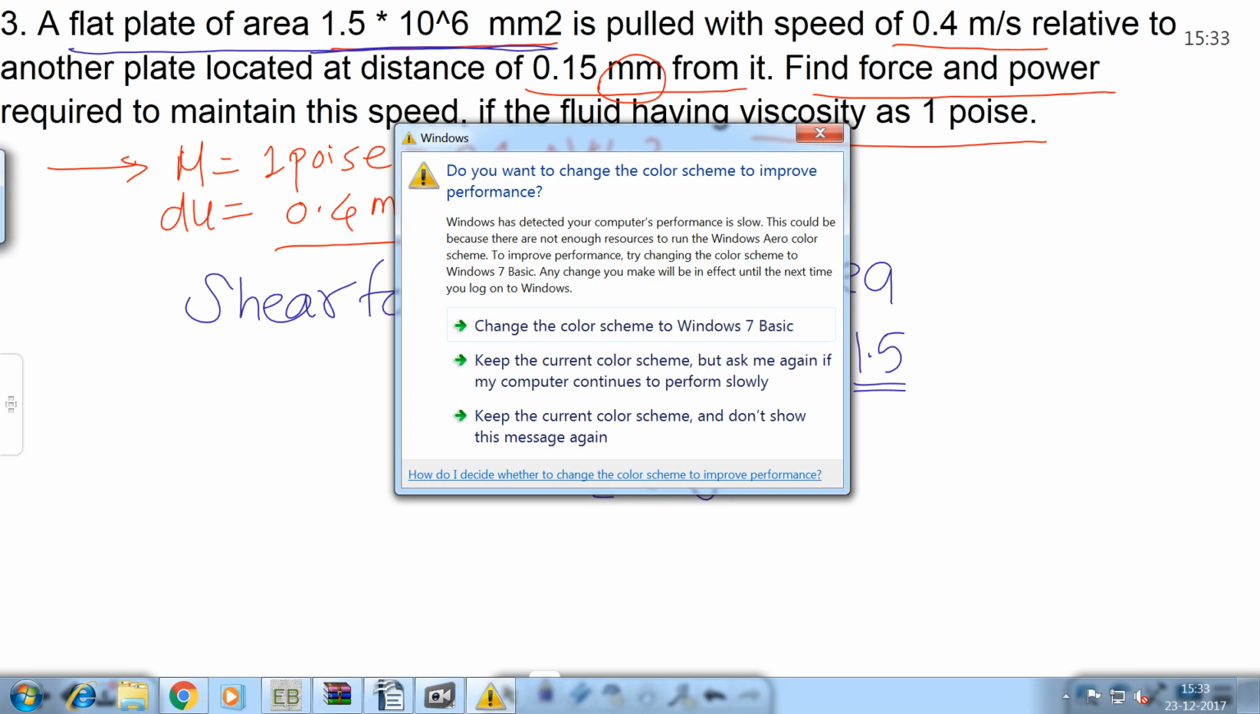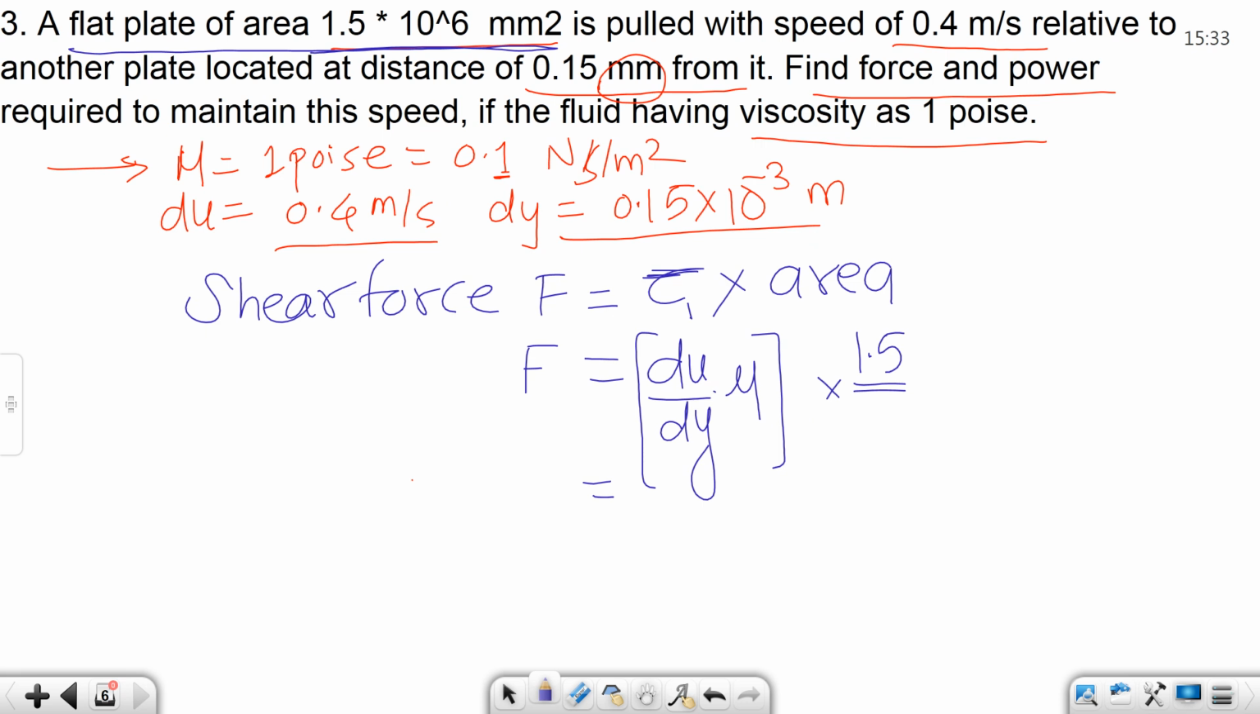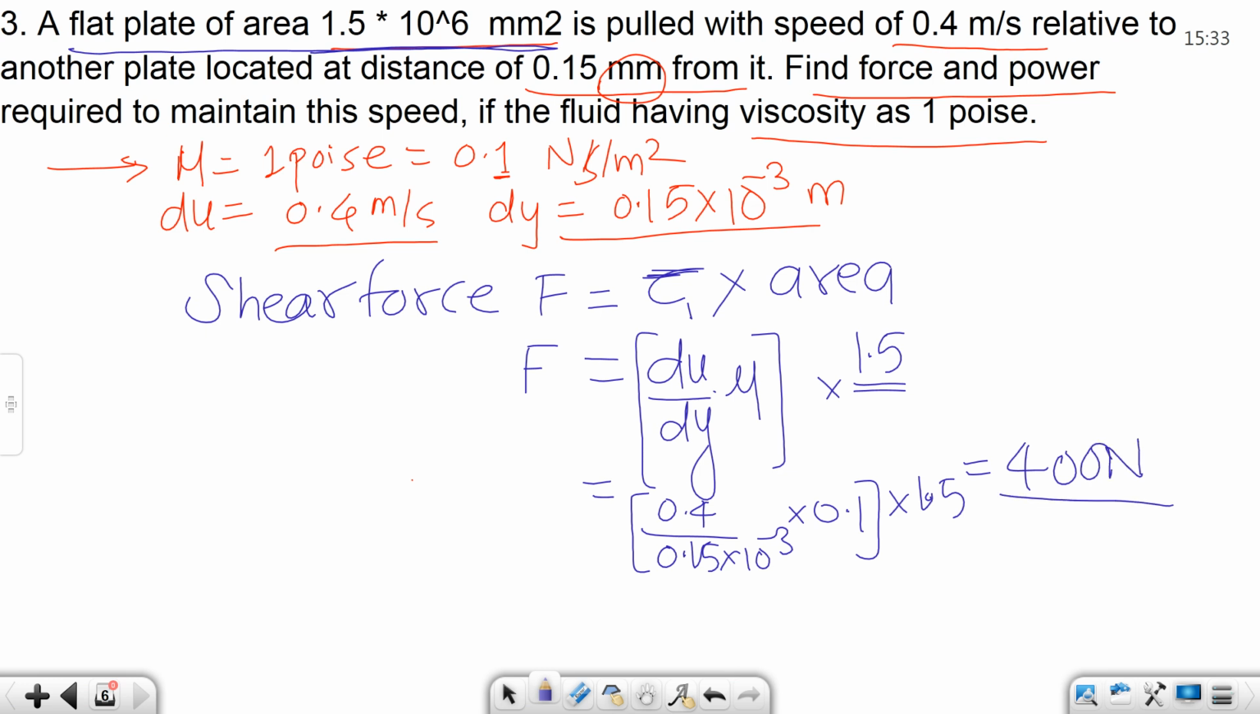Put the value of all these factors, so I'll get the answer. This du by dy, du is given 0.4 divided by dy, dy is 0.15 into 10 raised to minus 3, multiply by 0.1 into 1.5. So this is the total force, which is a shear force of 400 Newton. 400 Newton is the shear force. This is your first answer.